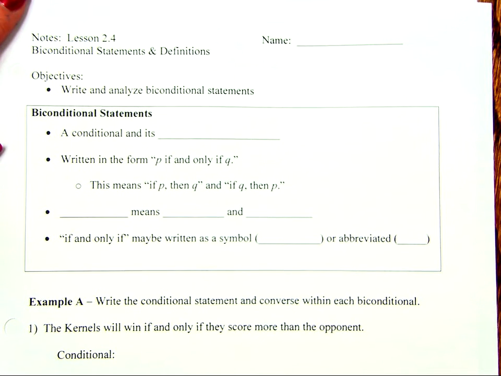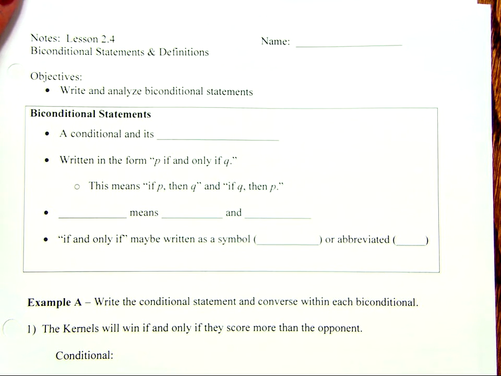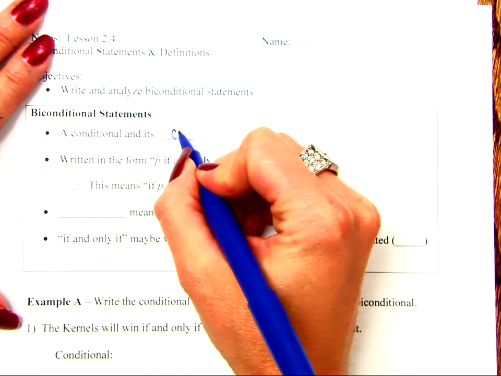In lesson 4, we're going to be talking about biconditional statements. The biconditional statement is the fifth and final statement that we're going to learn in chapter 2. And we know from before that the prefix "bi" means two. So they take two statements and put them into one. The two statements that they use are the conditional and its converse.